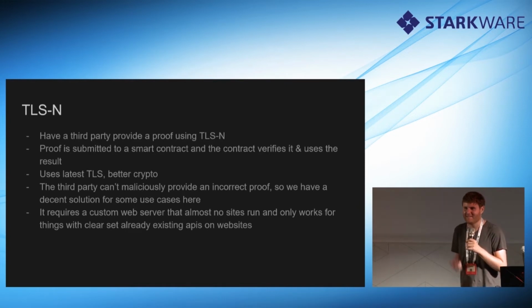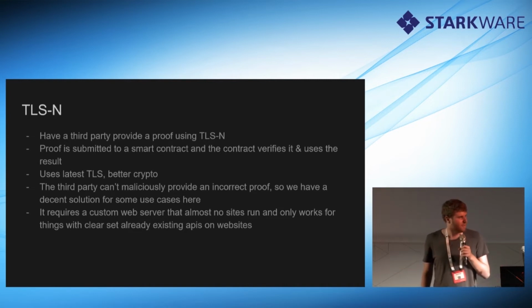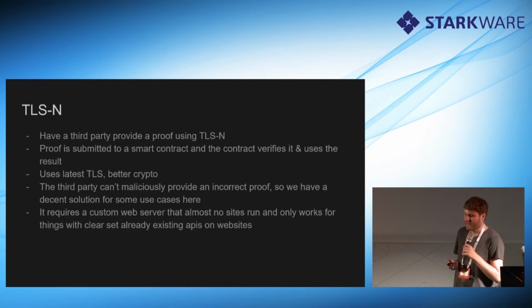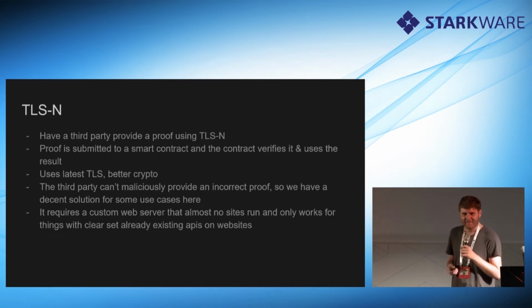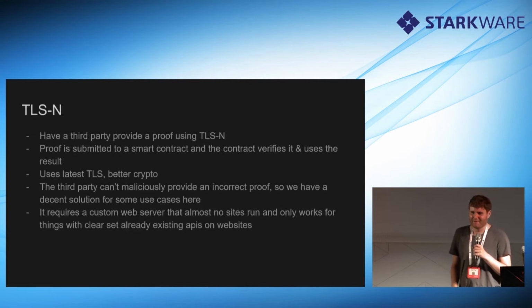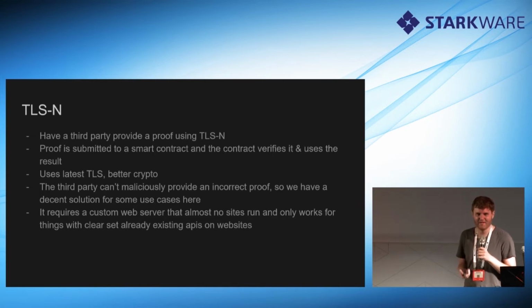TLS-N, not to be confused with TLS notary, is very similar, except it allows you to provide a proof to someone else, and they can check it and verify it, and there's not really a way for you to maliciously modify the proof. So if a site is running a TLS-N server, you can basically get an assurance that I can prove to you that the site gave me a certain result. The problem with this is it requires a custom web server that basically nobody runs, and that almost nobody's likely to run. And it only works for things with clear existing APIs that are already on websites that are relatively constant and not changing. So this is the one that's a cool idea, but nobody uses.